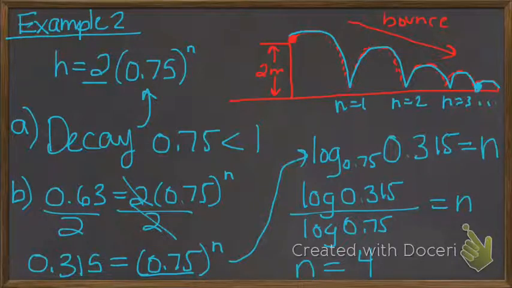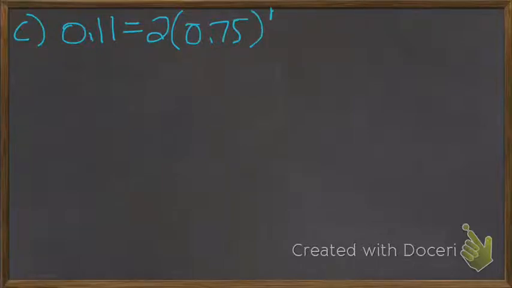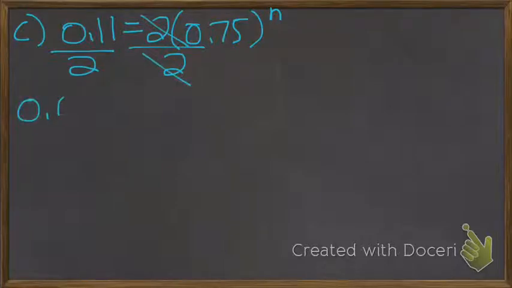It's the same question. I'm just asking for what bounce does the ball reach a height of 0.11 meters. I'll go to a new page, and I'm going to just plug in, as I did before, 0.11 into the exponential equation. 0.75 to the power of n. We divide both sides by 2, and I end up with 0.055 equals 0.75 to the power of n.